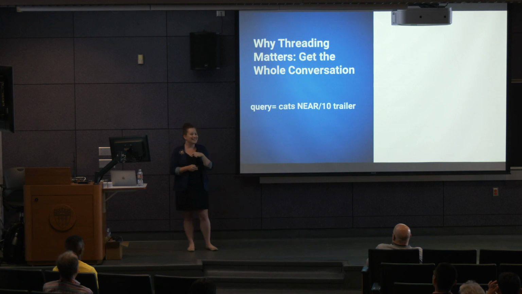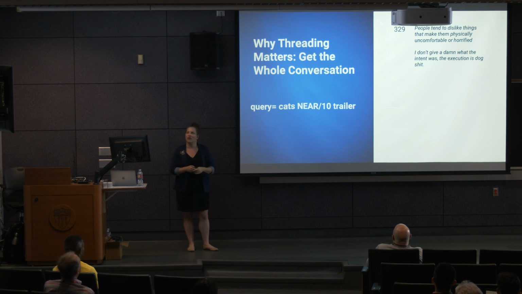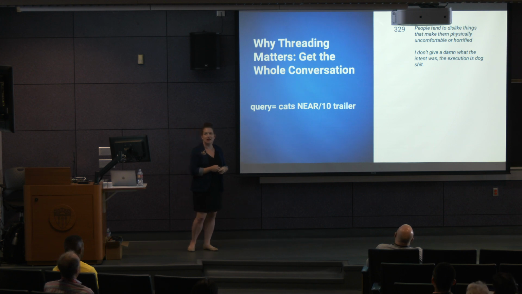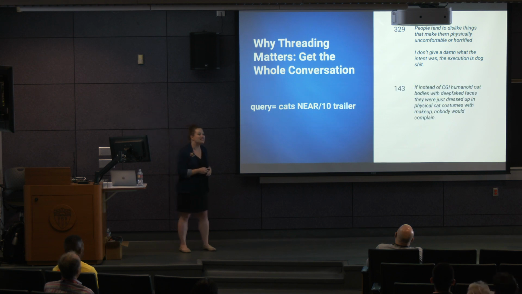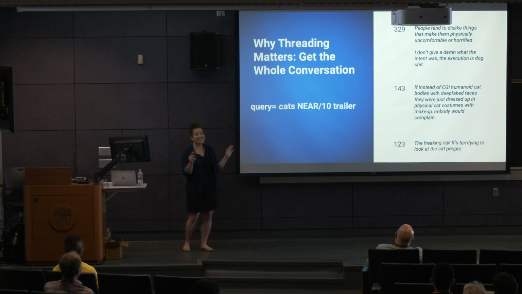And behind the scenes, I pulled all of those comments as well. And I ranked them by which comments had the most votes. Let's look at a few examples. So with 329 vote score, people tend to dislike things that make them physically uncomfortable or horrified. You can read the bleeped one yourselves. If instead of CGI humanoid cat bodies with deep faked faces, they were just dressed in physical cat costumes with makeup, nobody would complain. And the freaking CGI, it is terrifying to look at the cat people.